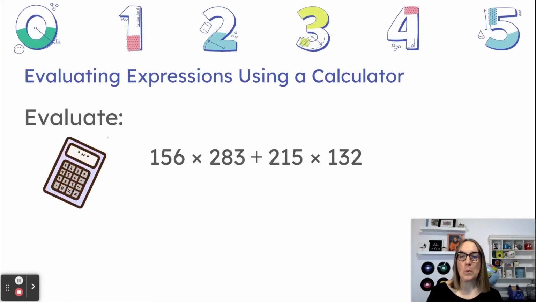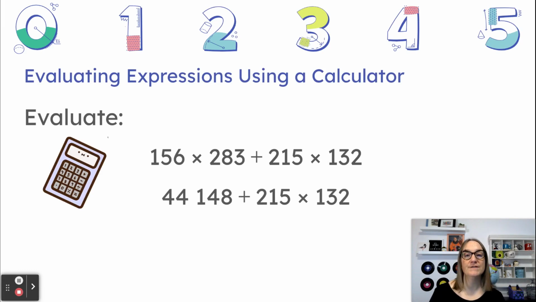Let's take a look. We start with the expression 156 times 283 plus 215 times 132. I'm glad we're using a calculator for this one. Now, we remember our BEDMAS: brackets, exponents, division, multiplication, addition, subtraction. So we know we need to start with multiplying and we go from left to right. So our first operation that we do is 156 times 283. And that gives us 44,148 plus 215 times 132. So again, remembering the order of operations, multiplication comes before addition. So we are going to do that 215 times 132 first.